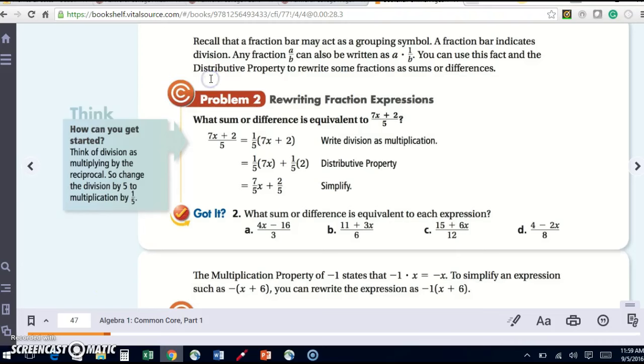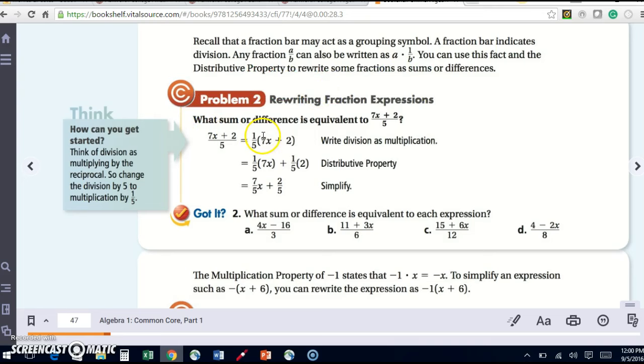Okay, let's look at problem 2 before we read the paragraph. It says, recall that a fraction bar might act as a grouping symbol. A fraction bar indicates division. Any fraction a over b can be written as a times 1 over b. You can use this fact in the distributive property to rewrite some fractions as sums or differences.